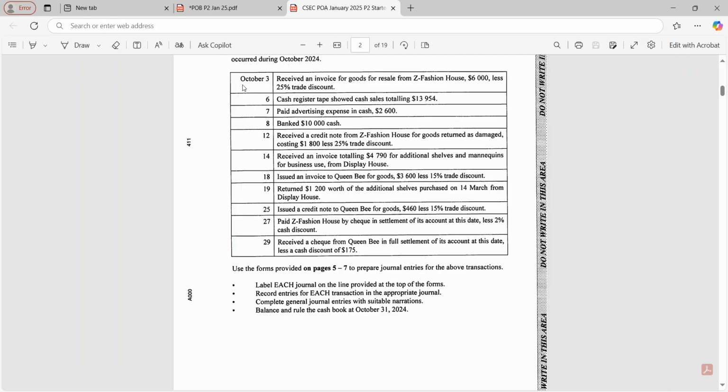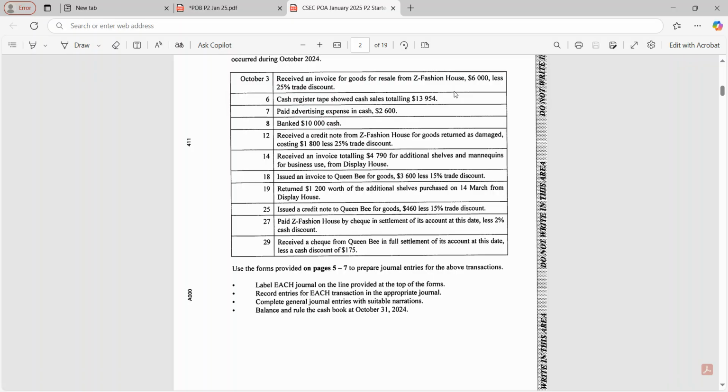So let us start with the first transaction. It says October 3rd, received an invoice for goods for resale from Z Fashion House, $6,000, less 25% trade discount. Firstly, what are the different journals that you have? You have your purchases journal, sales journal, returns outwards journal, returns inwards journal, cash book, and petty cash book. 7 of them, right? Did we say general journal? So that's 7.